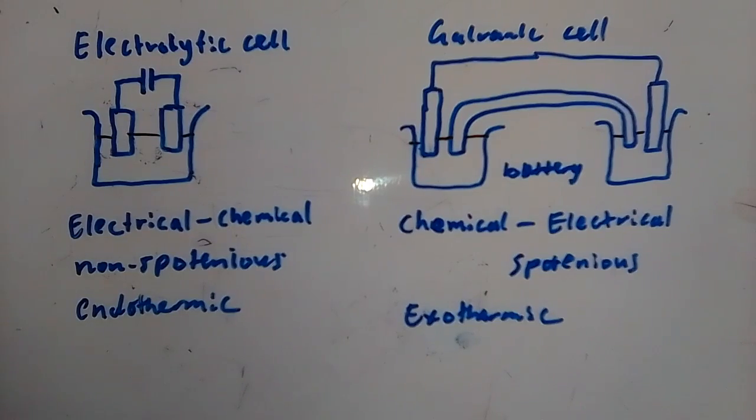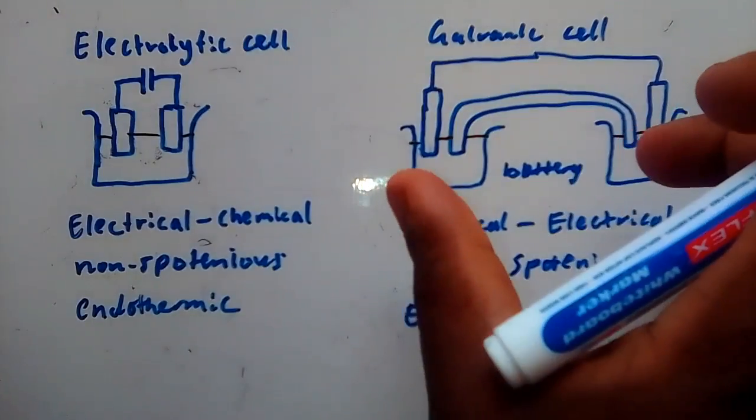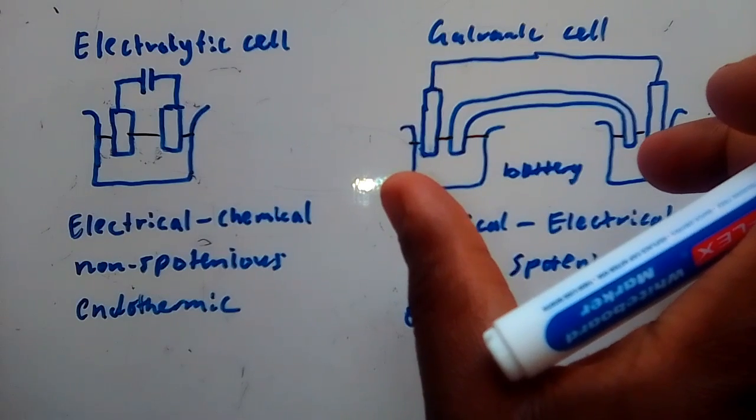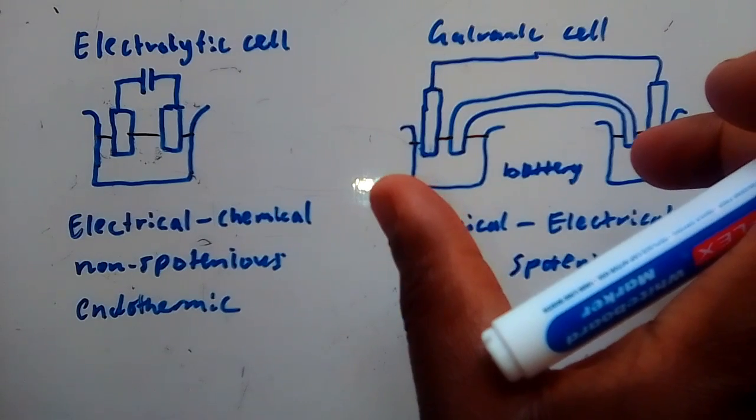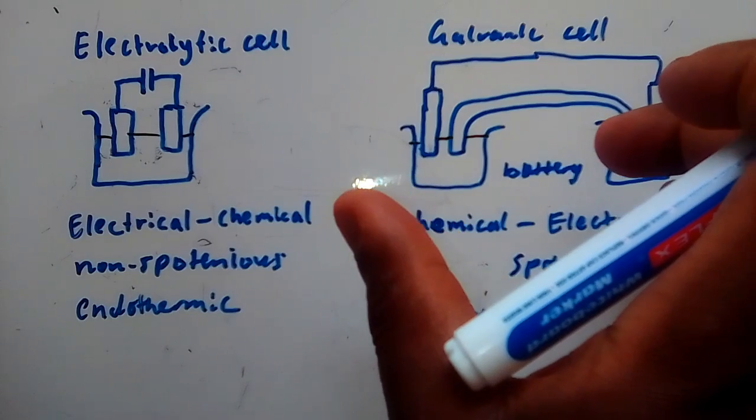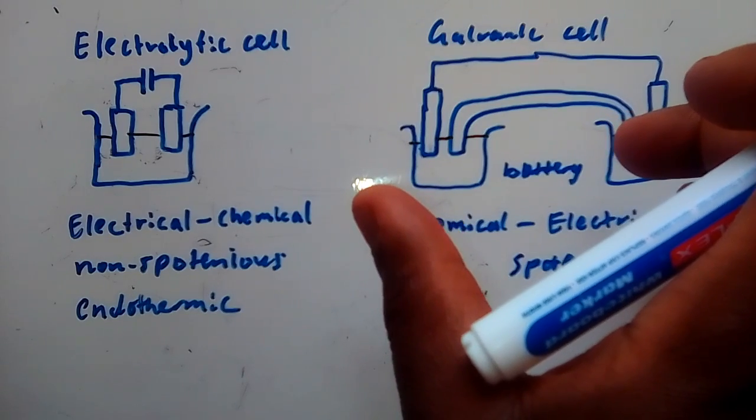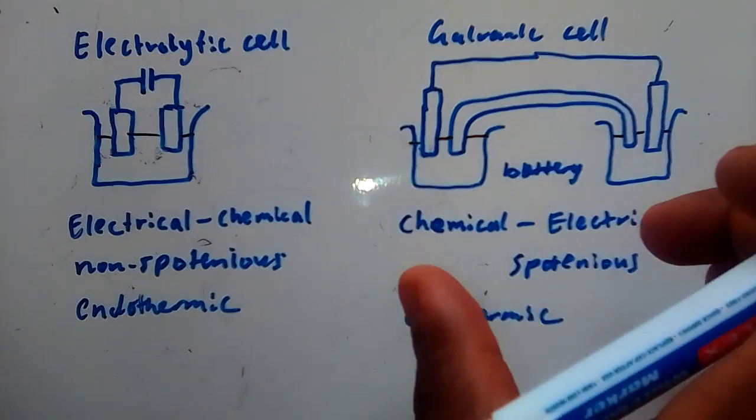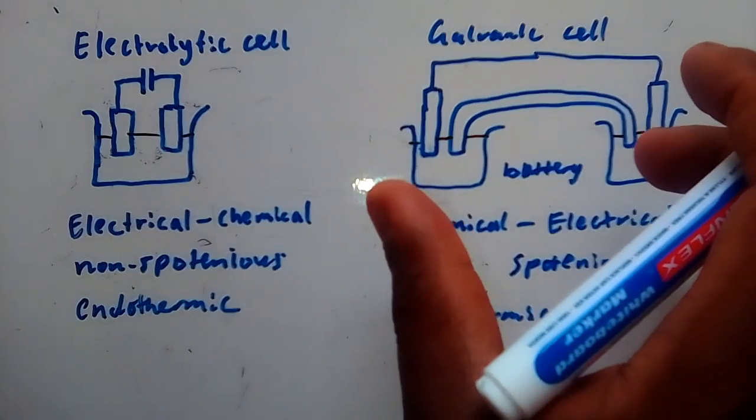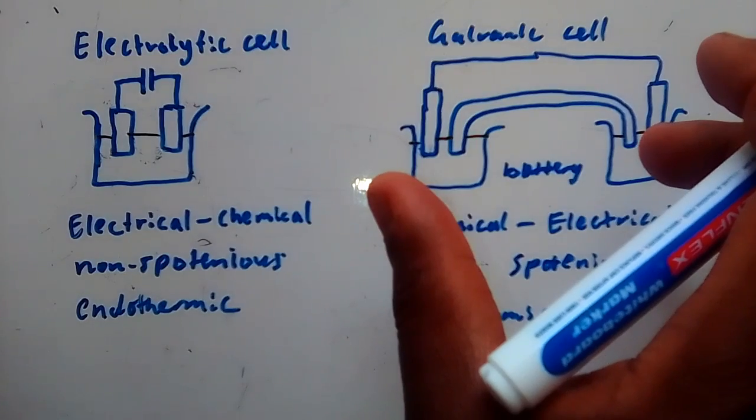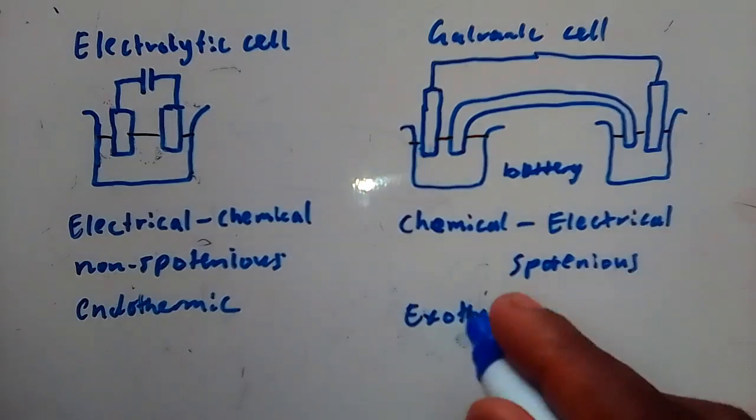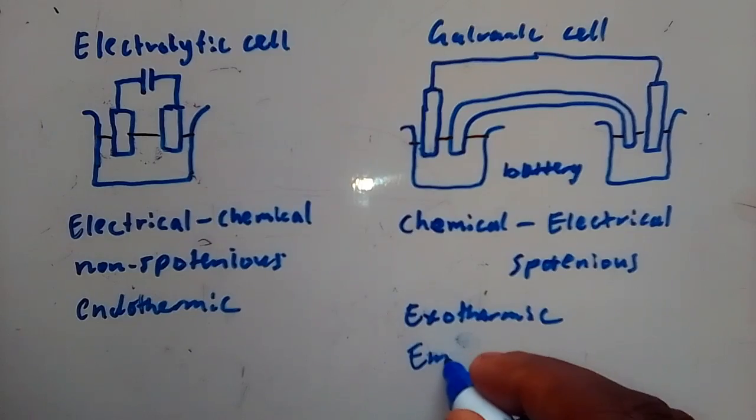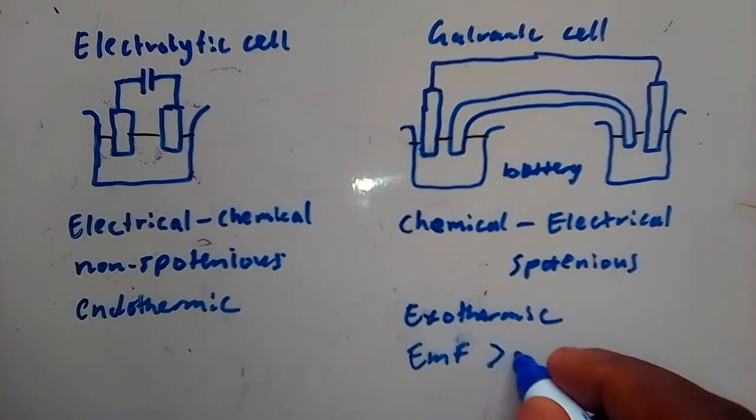So another thing we need to talk about is the EMF. Notice that this is a battery, right? Whenever you look at a battery, the EMF is always positive. Whenever we're dealing with it in paper 1 in electricity, we have never had a negative EMF. The EMF is always positive.